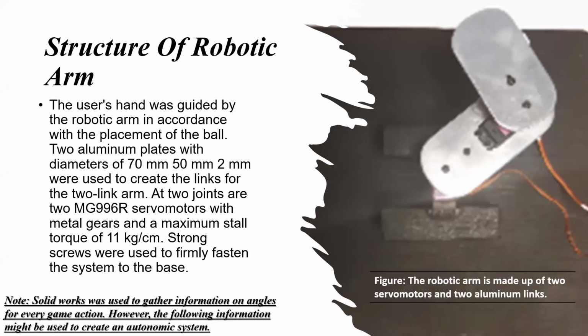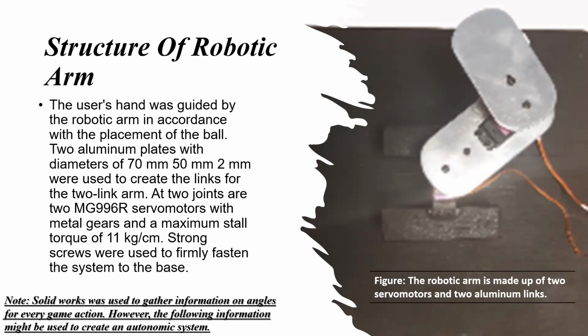Structure of robotic arm. As you can see in this experiment, the user's hand was guided by the robotic arm in accordance with the placement of the ball. For the construction of the robotic arm, we need two aluminum plates with lengths measuring 70 and 50, and 2 in thickness, that were used to make the two-link arm.